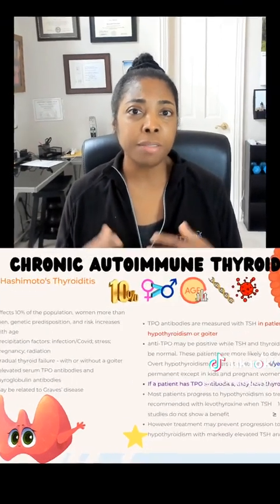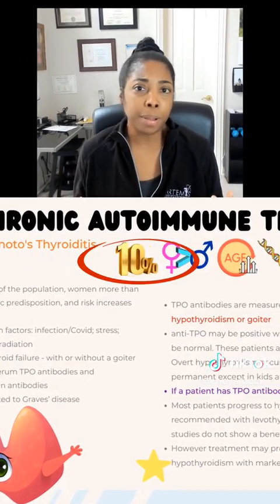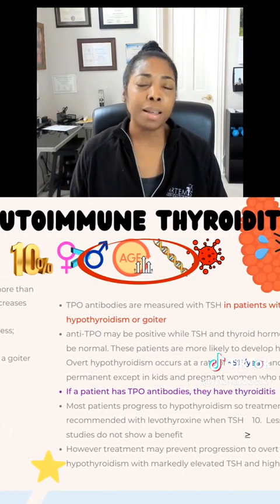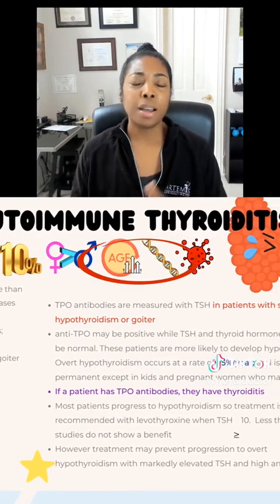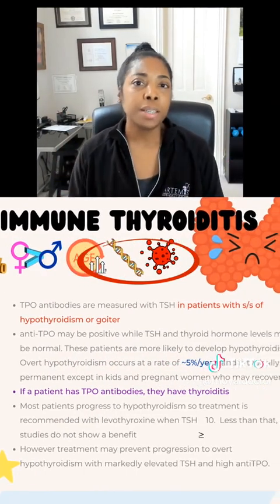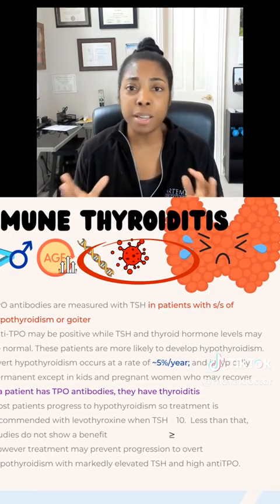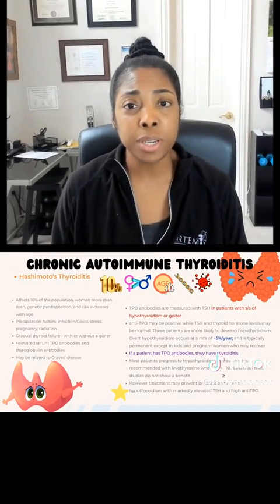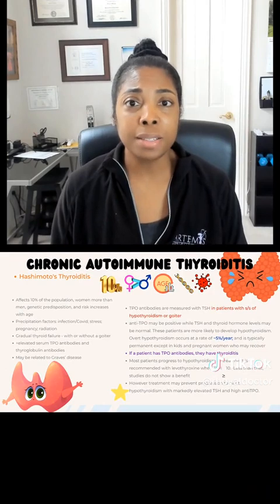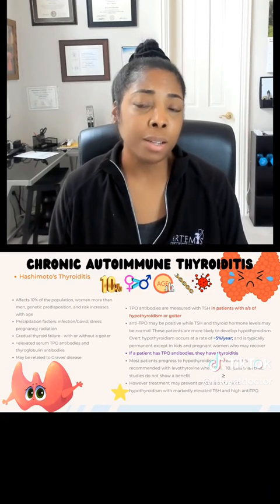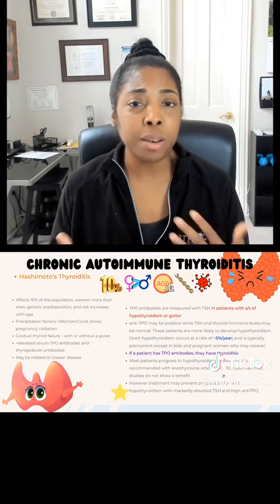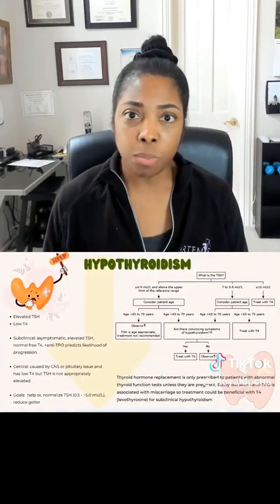So thyroid disease is very common. It affects about 10% of the population, women more than men. Prevalence increases with age. There's a genetic predisposition. There are triggers, stressors, including infection. Yes, COVID can trigger some thyroid issues. And there are algorithms that help you decide what to look for, who to treat, and when to treat them. And this is one such algorithm.